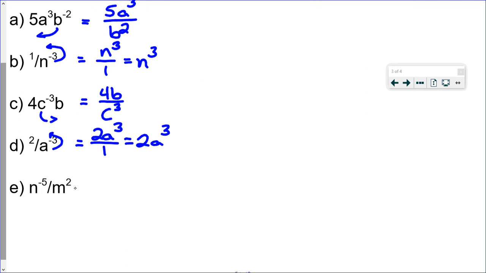All right, last one here. The m is in the bottom, and it's got a positive exponent, so it's fine. So I don't want to move that. I'm only moving the negative exponents. So this one gets moved down to the bottom with the m. So now I have m to the second times n to the fifth. So the n was up in the top in the numerator, and I moved it down to the bottom.